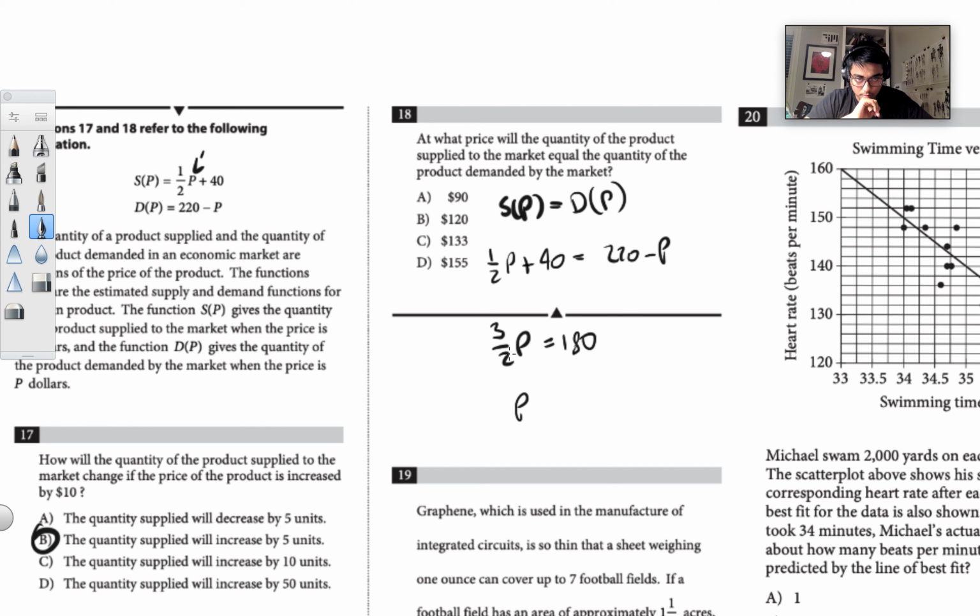Now let's multiply by 2 and divide by 3. So 180 times 2 is 360. 360 divided by 3 equals 120. So P is equal to 120.